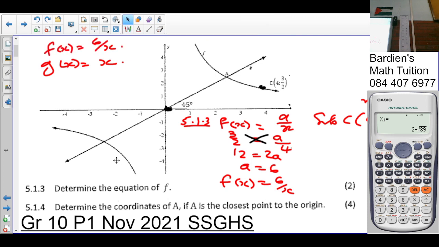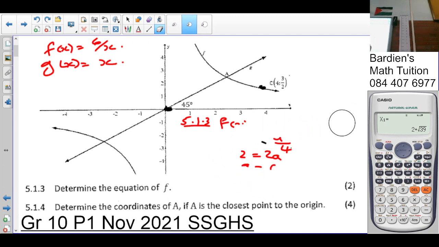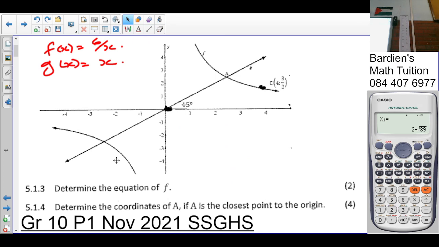Then the question says, determine the coordinates of A. A is the closest point to the origin. But what is A also to us? The point of intersection. So that would have been root 6 and root 6. But say we didn't know that.